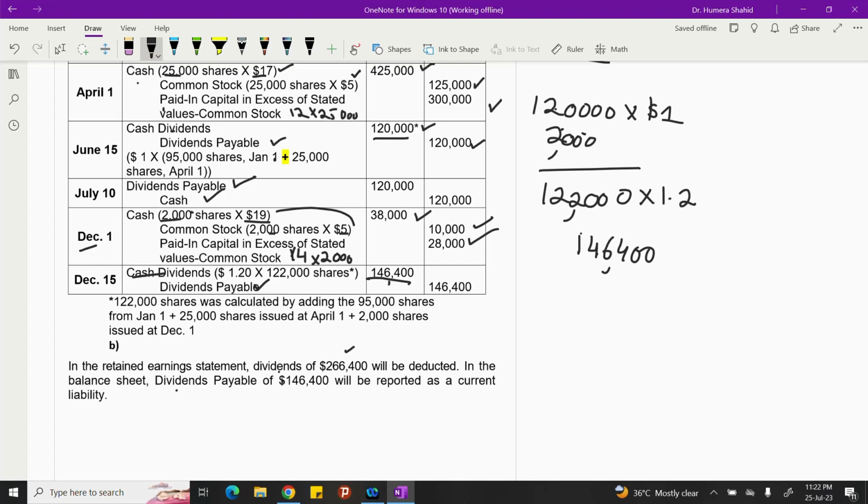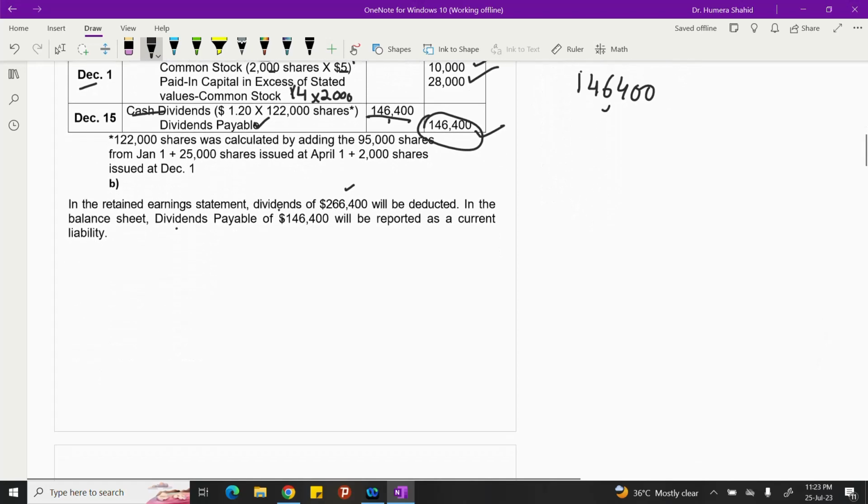266,400. So this will reduce the retained earnings, and in the balance sheet only this dividend payable will come, because this dividend payable is already paid. So only payable is this 146,000, and in the current liability section it will appear. I hope it is clear.